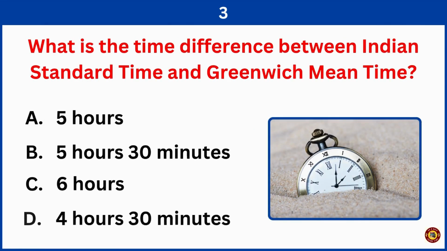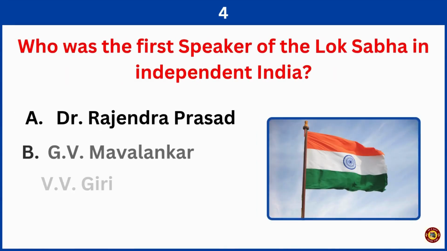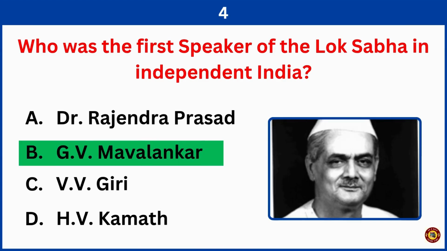What is the time difference between Indian Standard Time and Greenwich Mean Time? Right answer is option B, 5 hours and 30 minutes. Who was the first Speaker of the Lok Sabha in independent India? Right answer is option B, G.V. Mavalankar.